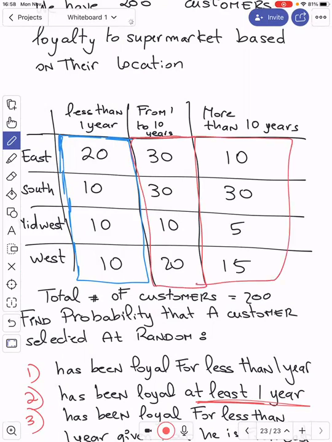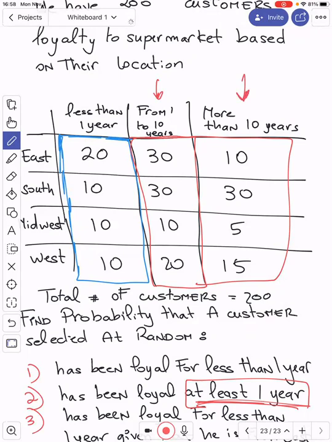Okay, so again, at least 1 year. At least 1 year means that the minimum is 1 year. So it's 1 year or more than 1 year. 1 year or more, that will be from 1 to 10 years, the second column, or more than 10 years, that will be also the third column, right?